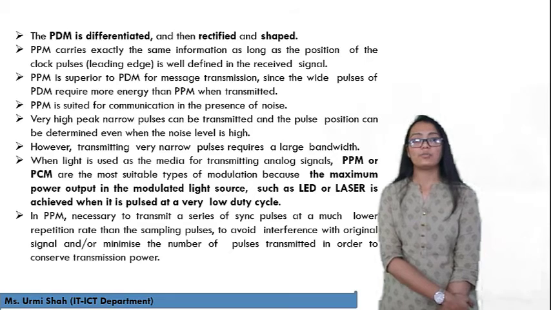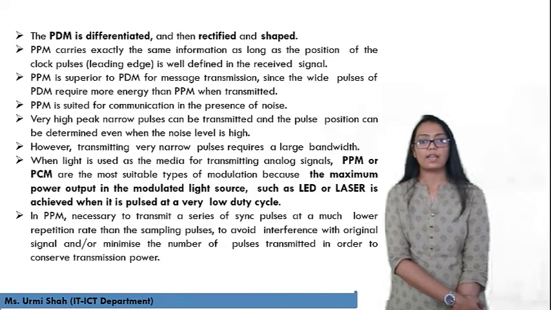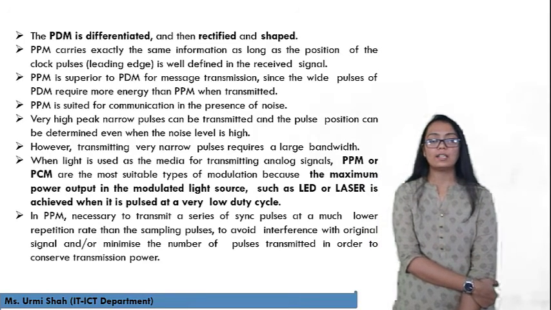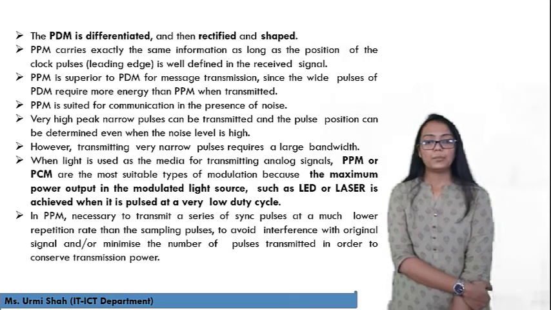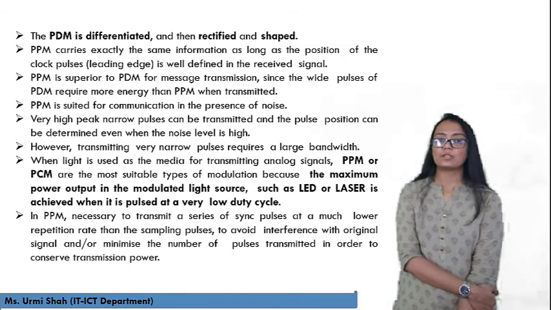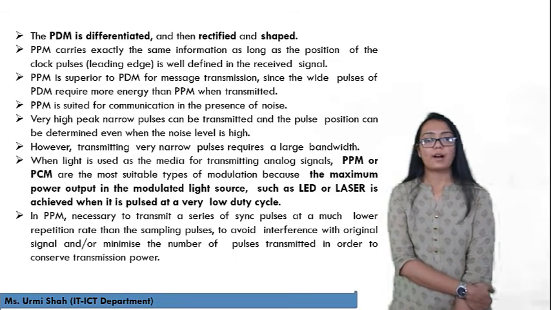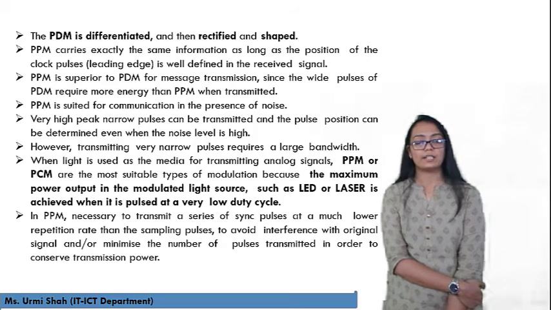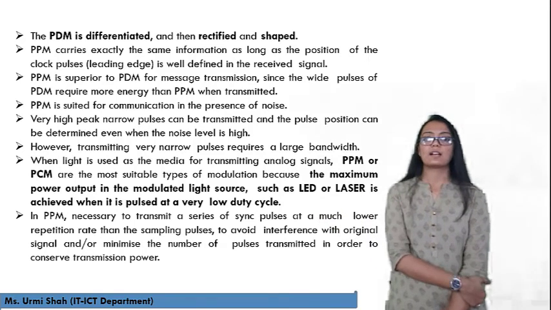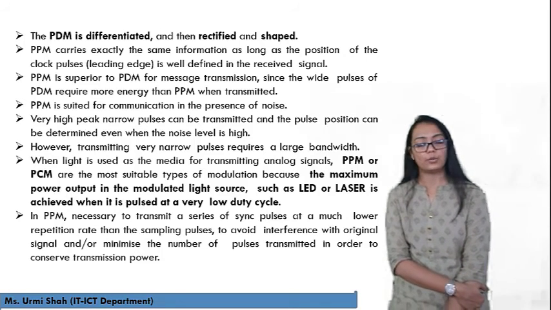However, transmitting very narrow pulses requires a larger bandwidth. Whenever light is used on the media for transmitting an analog signal, PPM or pulse code modulation are the most suitable types of modulation, because the maximum power output in the modulated light source, which is an LED or laser, is achieved and the duty cycle observed is also very low.